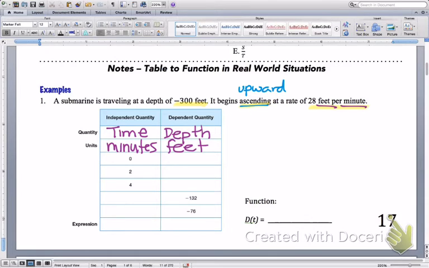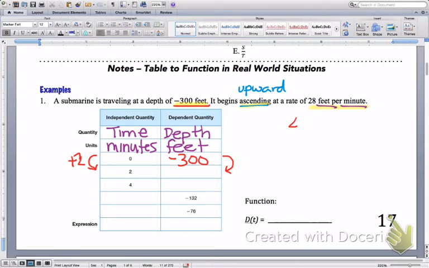So we can see that in our table, it's changing at a rate of 2 for the input, which means we have to make sure we take that into account as we figure out the output values. But first of all, where are we at time 0? So let's read the sentence again. A submarine is traveling at a depth of negative 300. So that means we're starting at negative 300 feet underwater. And after 1 minute, we know we've traveled 28 feet. After 1 minute. But here in this table, we're going off of 2 minutes. So we have to calculate how many feet that is.